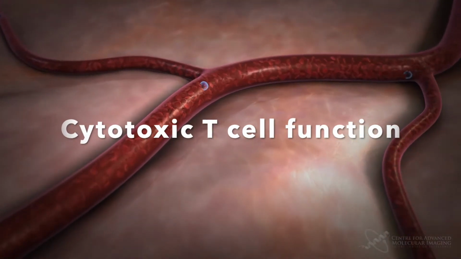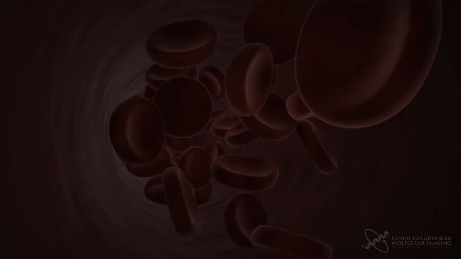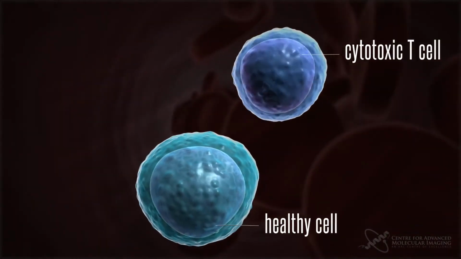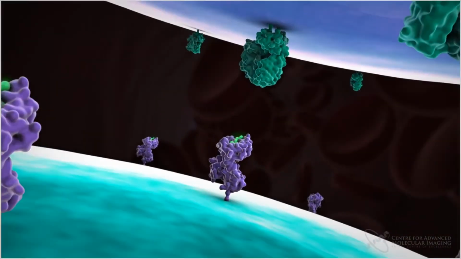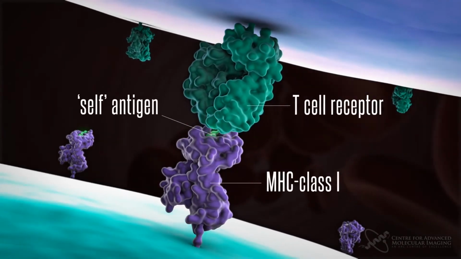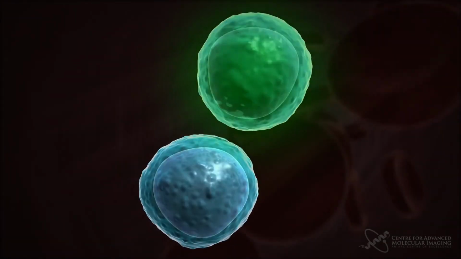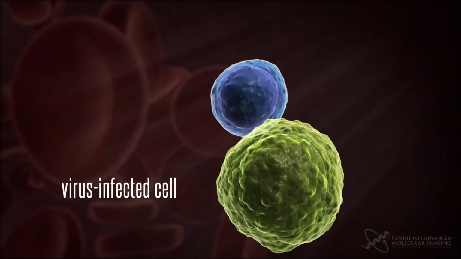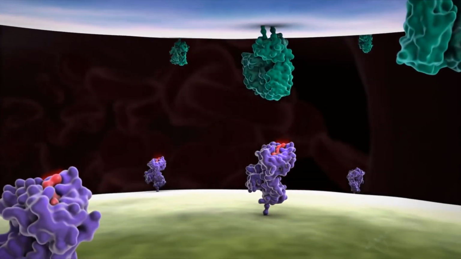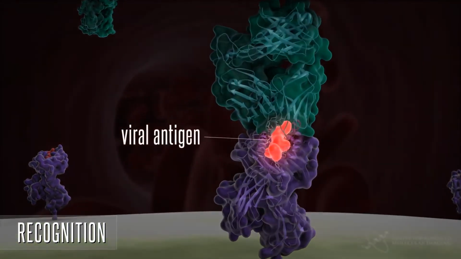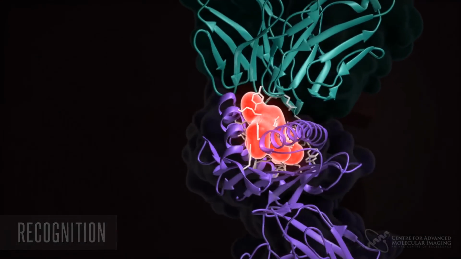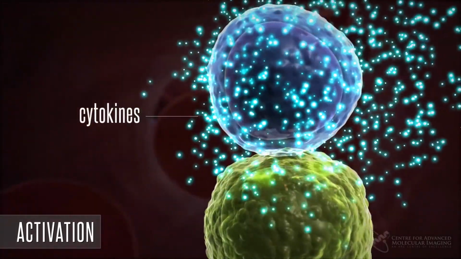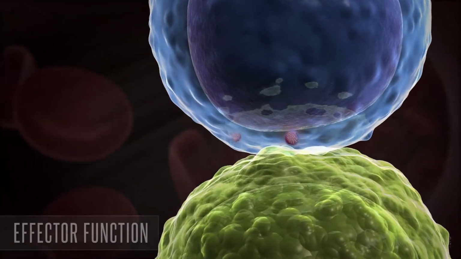So this video shows how cytotoxic T cells function to kill the target cell. This blue cell is a cytotoxic T cell. When it sees a healthy cell, the TCR will not recognize the self-antigen presented in the MHC1 molecule. However, when it sees a virus-infected cell, which is presenting the viral peptide on the surface, it will recognize this antigen, and then this interaction will activate the cytotoxic T cell and secrete a lot of cytokines.